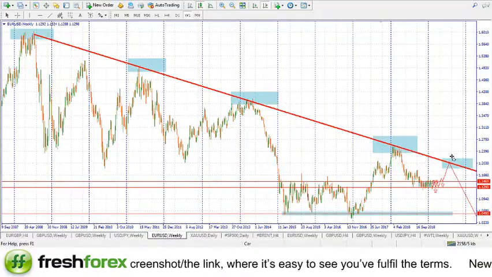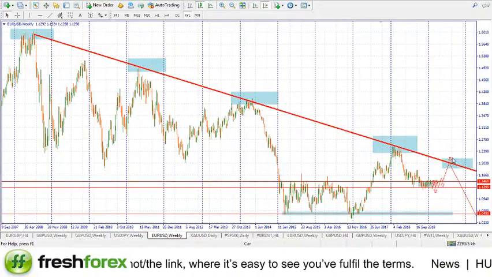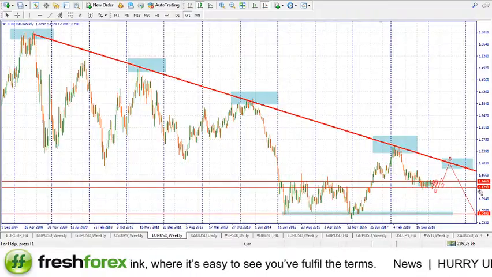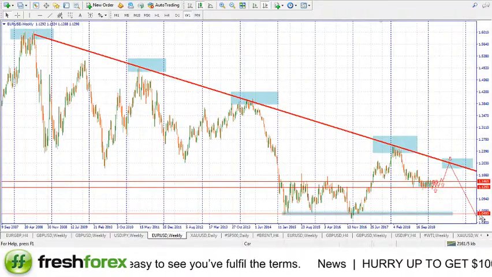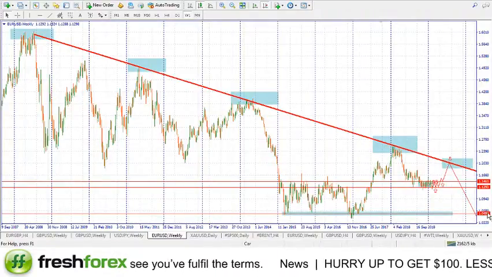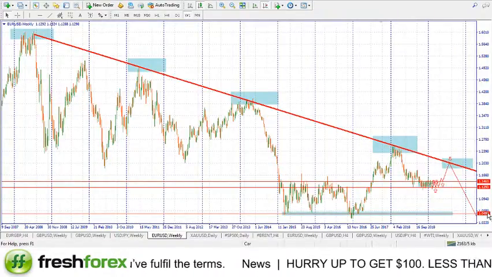You should sell from this point. These are the two places. Either sell here or wait for price to break below this level and close below so that you can pick a sell towards 1.0493. We'll move to the next chart, which is GBP USD.